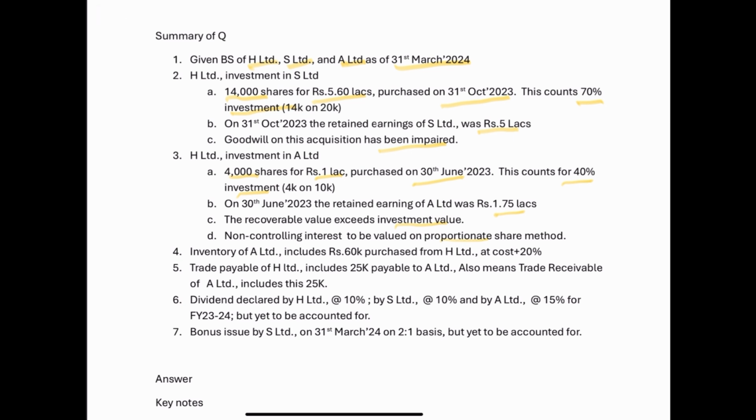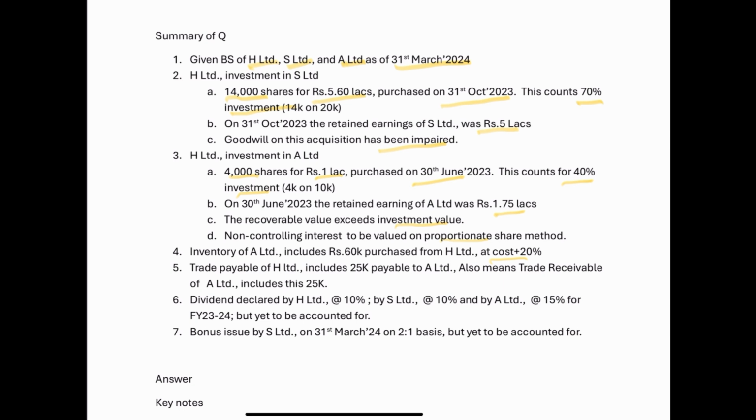The fourth one is that the inventory of A Limited includes 60,000 rupees of goods purchased from H Limited at cost plus 20%. So H Limited sold some stock to A Limited at cost plus 20%, and A Limited still holds it as inventory, not having sold it to any third party. The remaining stock as of 31st March 2024 is 60,000 rupees. Let's see how the elimination of profit needs to be done in the consolidation.